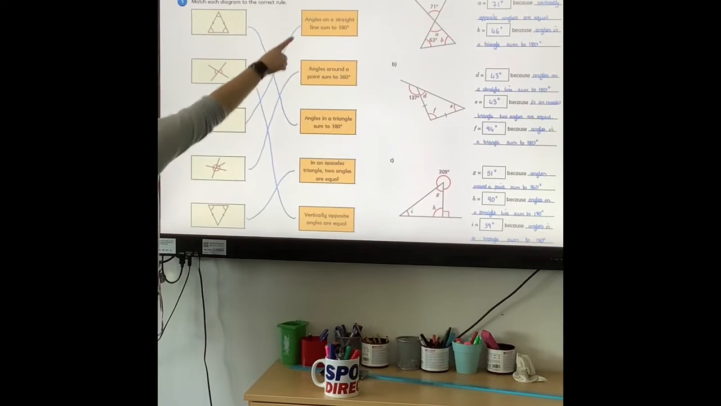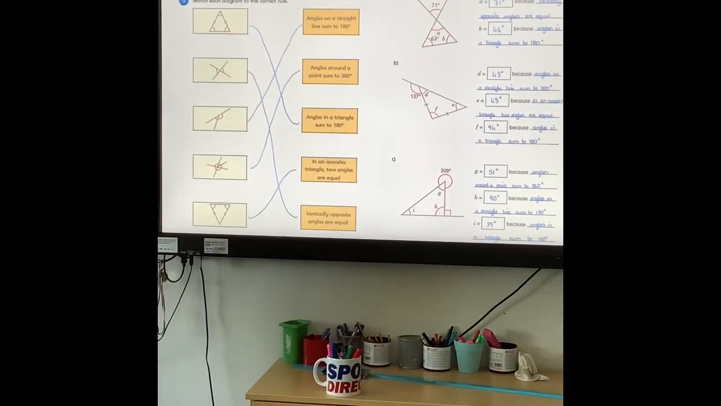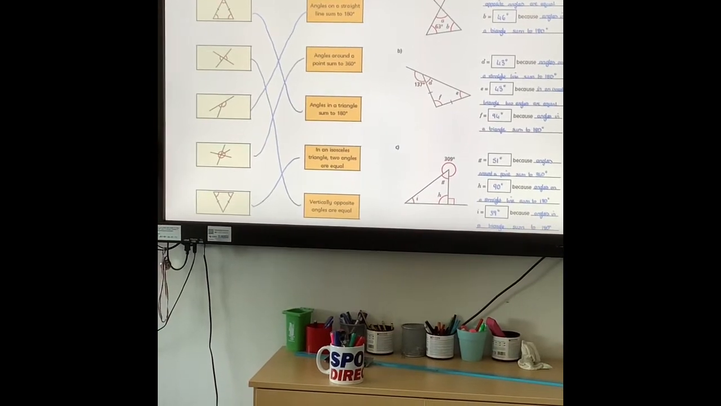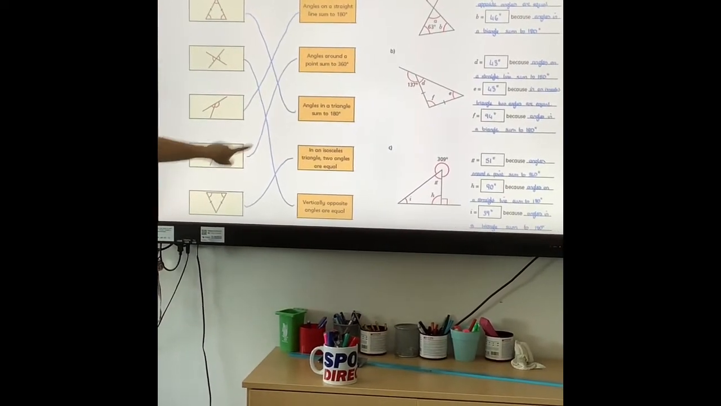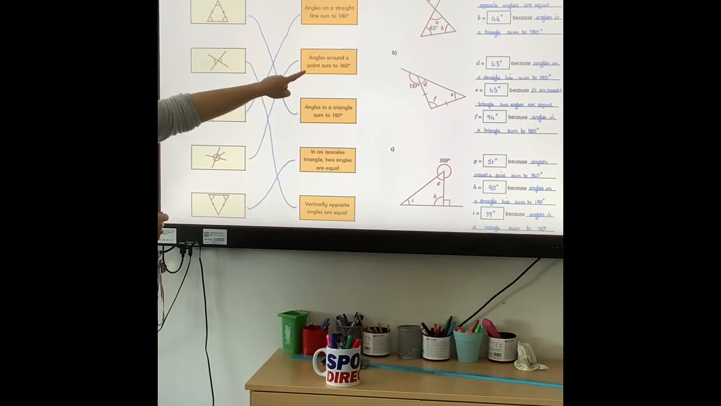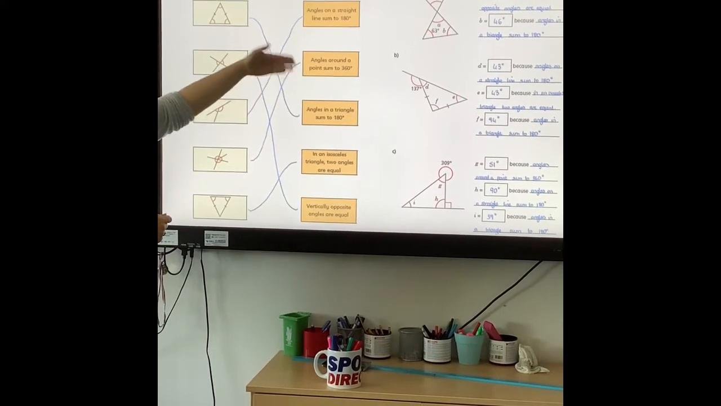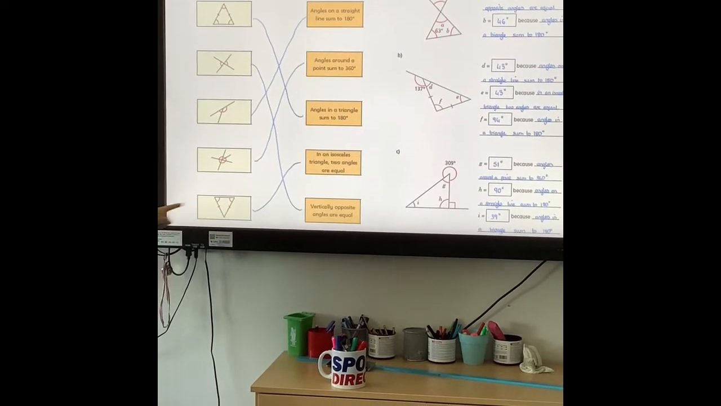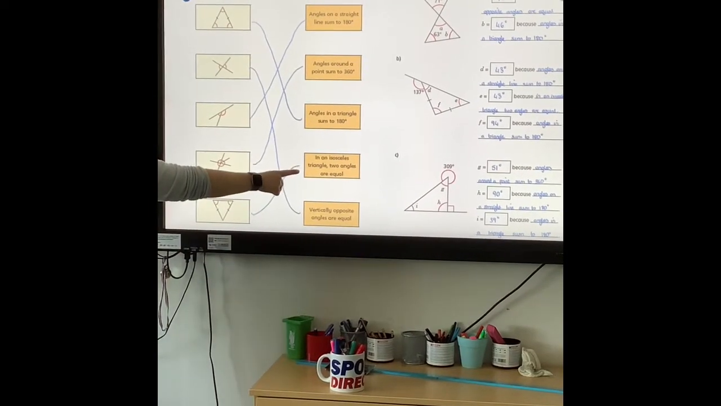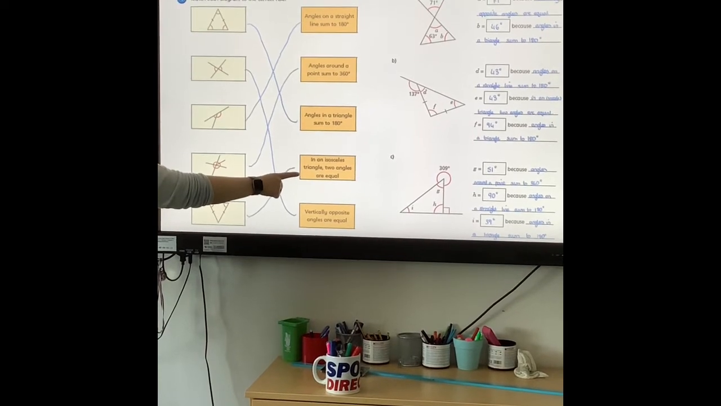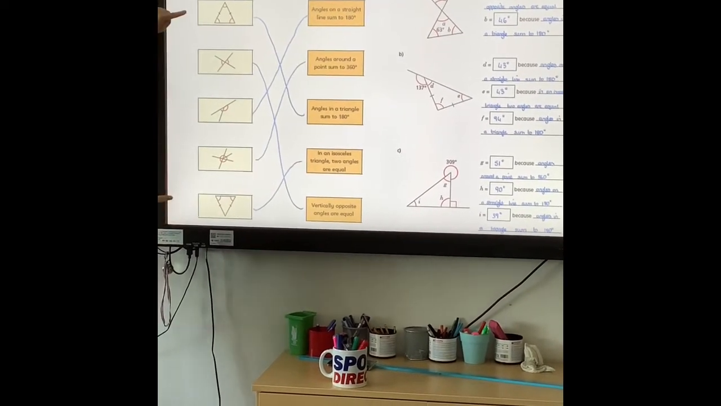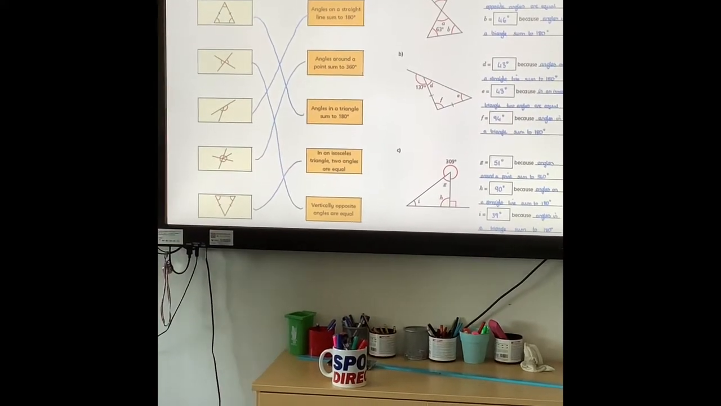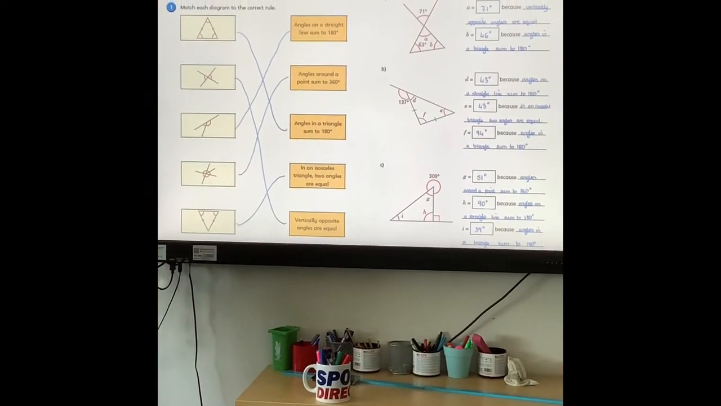This one here, go up. Angles on a straight line add up to 180 degrees. They sum to 180 degrees. This one here goes to this one. Angles around a point sum to 360 degrees. Lastly, this one here says, in an isosceles triangle, two angles are equal. Now I know they're both isosceles. The only reason that one sits to that one is because it's marked two of the angles and this one marked all three. But don't worry if you got them the other way around, I think we could probably accept that.